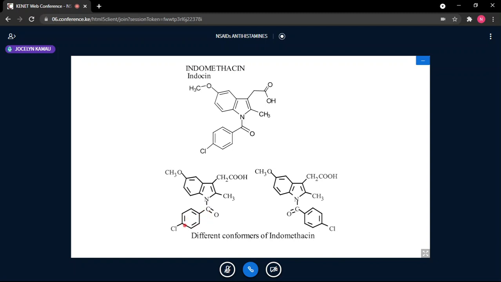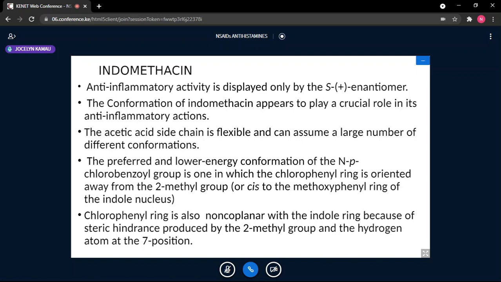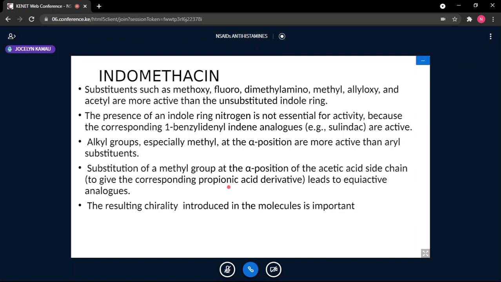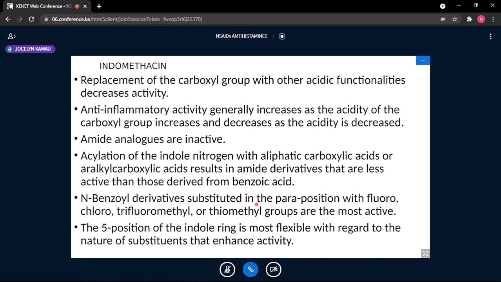So the reason why we have a benzoyl group at this position and not an aliphatic carboxylic acid or an aryl acyl carboxylic acid is because it was found that the aromatic carboxylic acids are responsible for maximum activity. So that is just explaining the reason why we have the benzoyl group in place of any other carboxylic acid.